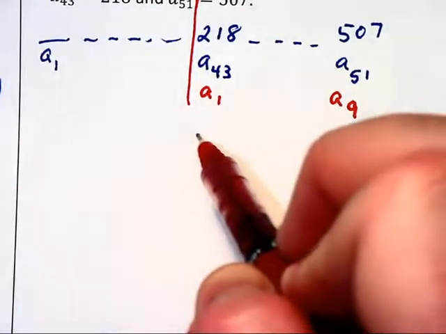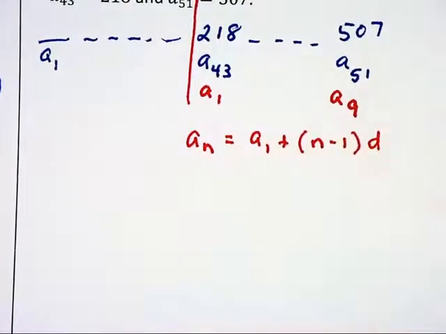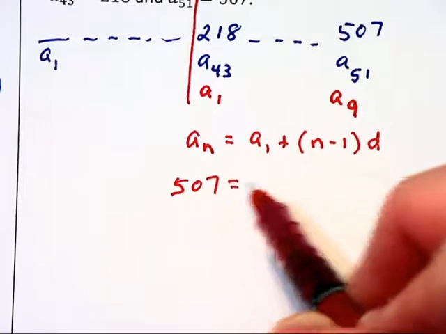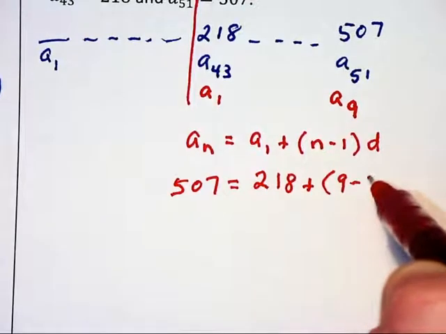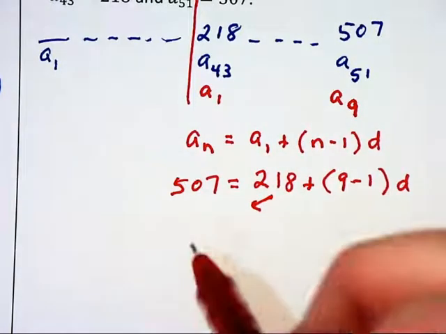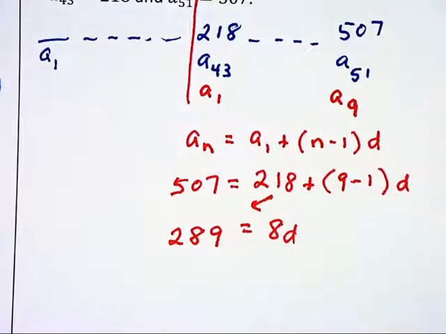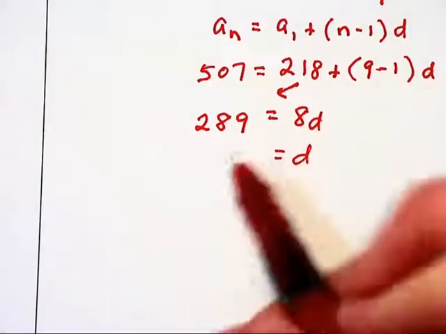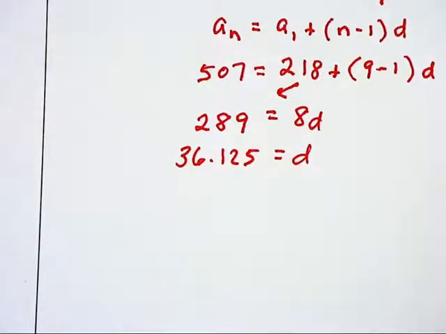Now let's use our formula a sub n equals a1 plus n minus 1 d to find out how far apart these terms are. Turns out that 507 would equal 218 plus n minus 1 times d. Subtracting the 218 off of each side gives us 289 on the left is equal to 8d. And then dividing by 8, it doesn't go in evenly, d will turn out to be 36.125.